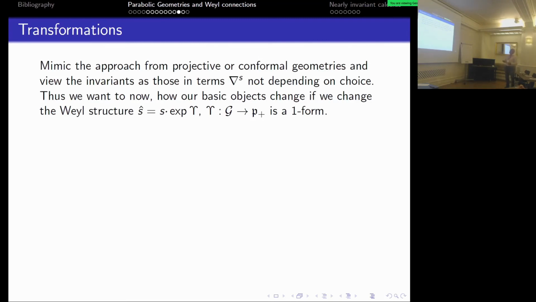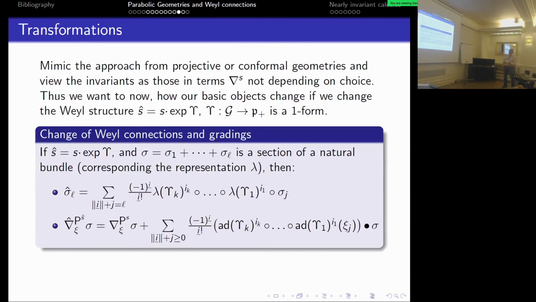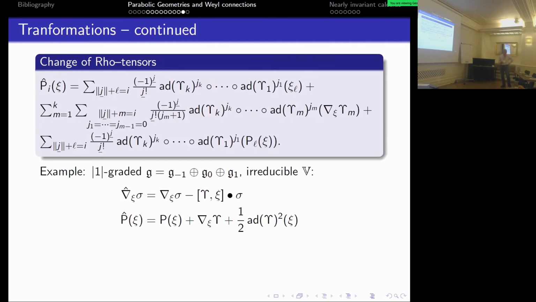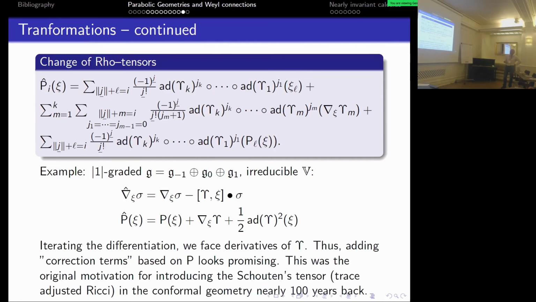And therefore, if we change the Weyl structure, we have the freedom in P plus, so that's the Upsilons. We want to see how the Weyl connections and the splitting and everything are changing. And you see, the formulae are horrible, so I will just go through without telling how horrible, but they are horrible. Even in the one-graded case, for example the conformal one, they look horrible enough, right? In particular, if you differentiate the first line again, there will be a derivative of Upsilon. And you see that the transformation of rho shows up with the same derivative of Upsilon. That was exactly the observation which led, say, 100 years back to the creation of the Schouten rho tensor, which is a trace-adjusted Ricci.